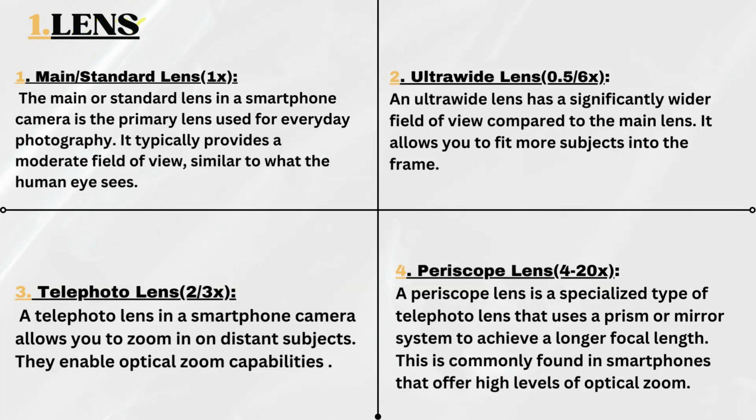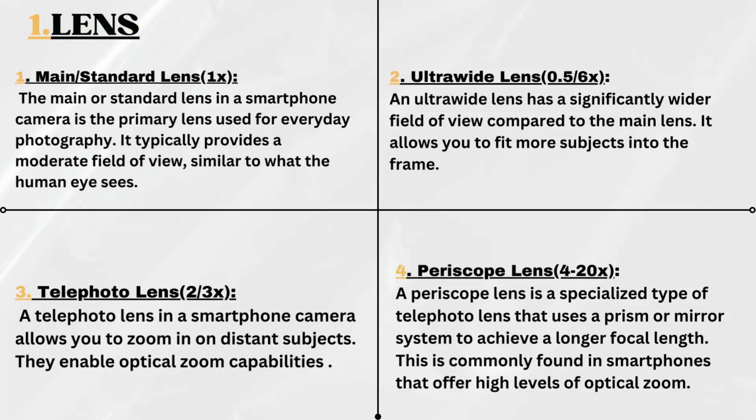4. Periscope lens. A periscope lens is a specialized type of telephoto lens that uses a prism or mirror arrangement to achieve a longer focal length within a compact form factor. Periscope lenses are commonly found in smartphones that offer high levels of optical zoom. They allow for extended zoom ranges without significantly increasing the thickness or bulk of the device. Periscope lenses are beneficial for capturing distant subjects with clarity and detail.